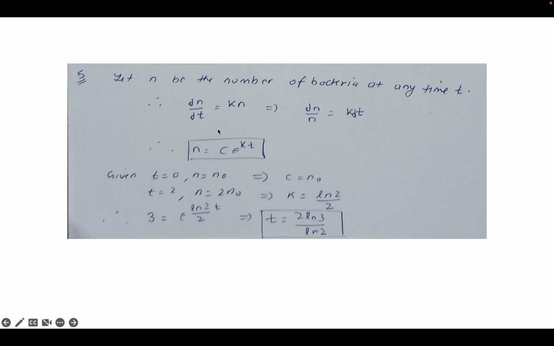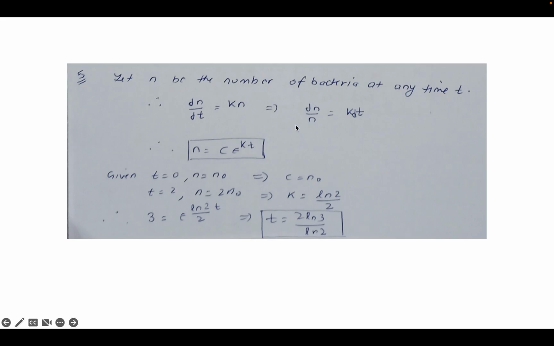So basically you have dN/dt equal to kN, right? Now what you can do is take this N in the denominator of dN. So basically you have dN/N equal to k times dt, right? Now I think it's a simple integration you can do.